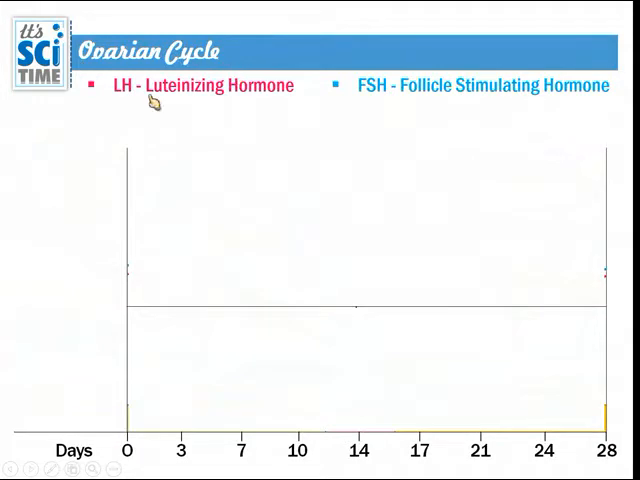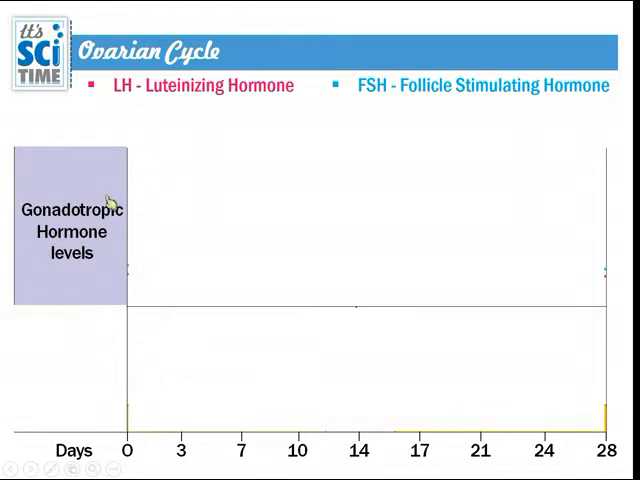Ovarian cycle. LH, luteinizing hormone. FSH, follicle stimulating hormone. And here let's see how the hormone levels change through these days. 0 to 3, 7, likewise the days are running here. Look at the first thing, 0 to 3. Then we will learn the gonadotrophic hormone levels in this row, and the ovarian cycle in the next row. First, the hormone levels increasing.